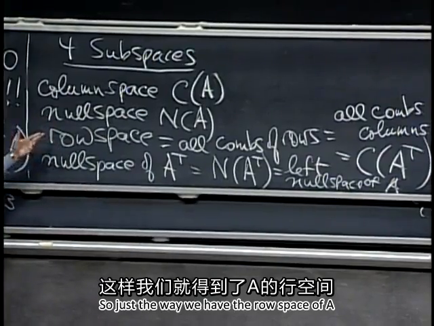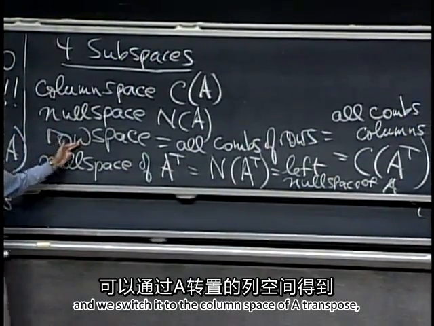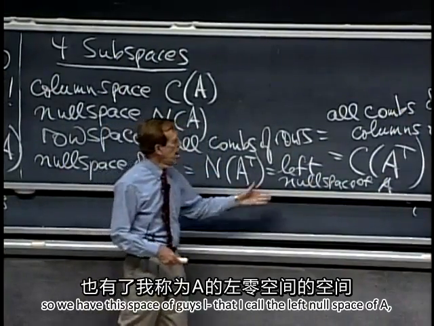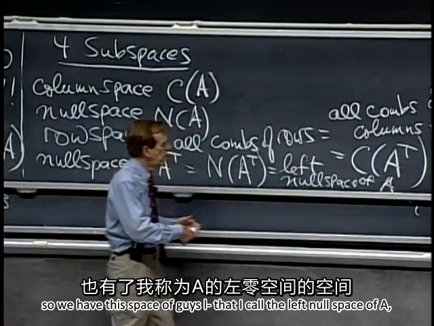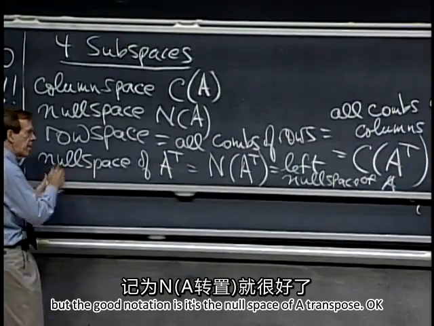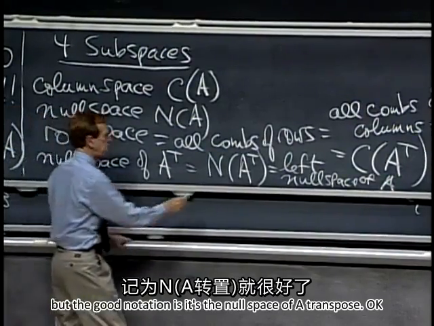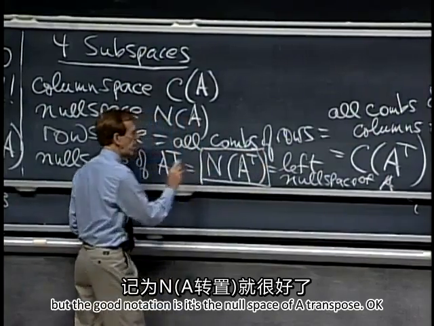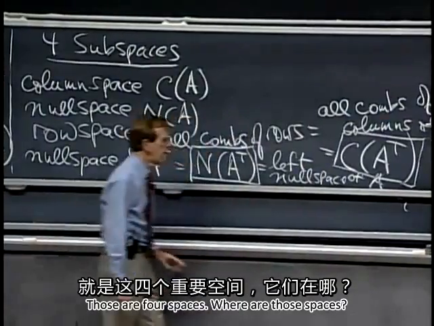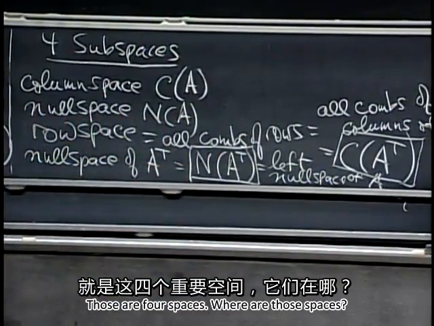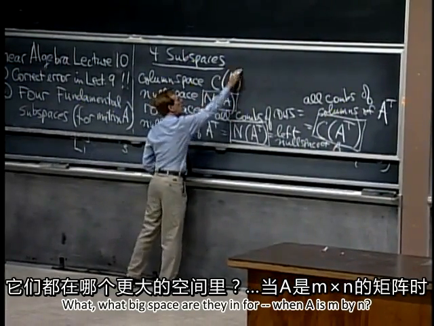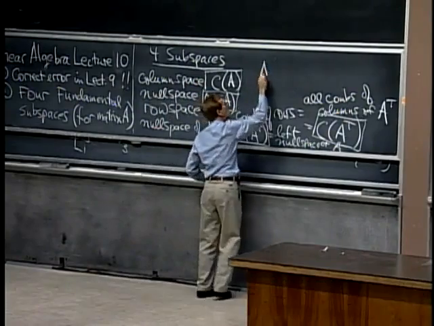So just the way we have the row space of A, and we switch it to the column space of A transpose, so we have this space of guys that I call the left null space of A, but the good notation is it's the null space of A transpose. Okay, those are four spaces. Where are those spaces? What big space are they in when A is m by n?